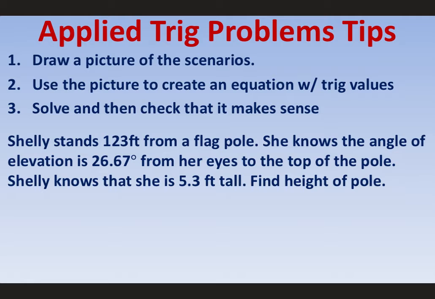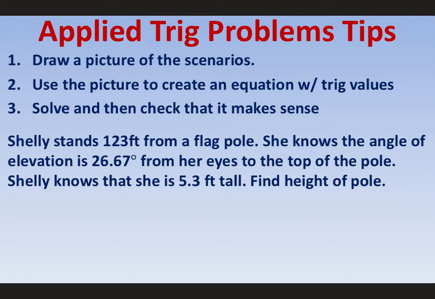Okay, so whenever we have these word problems, there's kind of three things we want to do. You'll see a couple of them. There'll be ones on the homework and the study guide. But you want to draw a picture of the scenario. You want to use the picture to create an equation with some trig values involved. And then you want to solve, and then make sure it makes sense. If you get a 5,000-foot tall tree, something probably went wrong. If you get a 2-foot tall flagpole, something probably went wrong. So make sure that your problem actually makes sense for the context that we're working in.